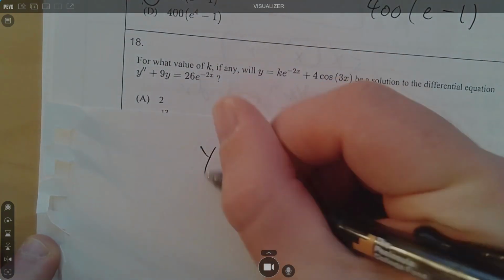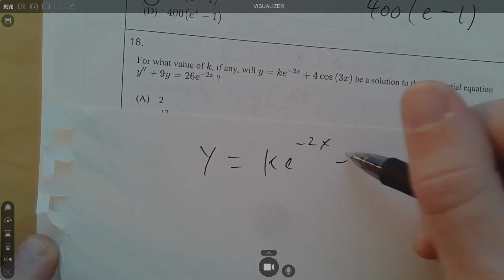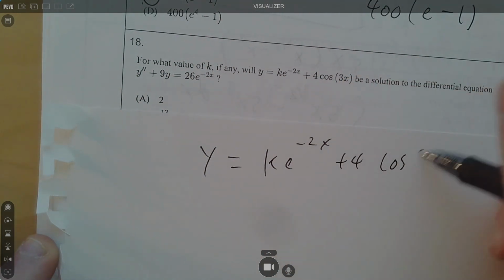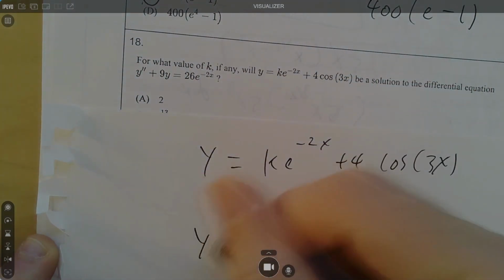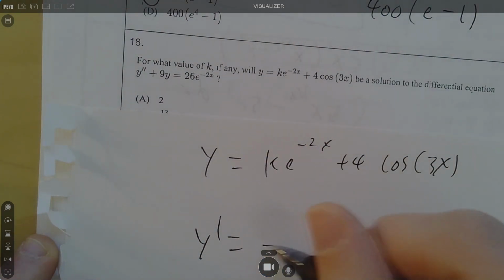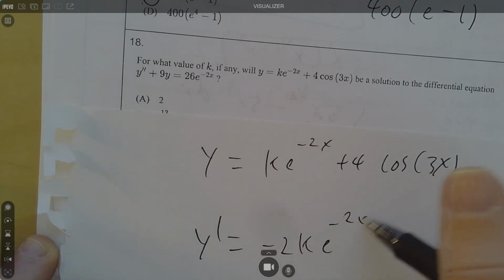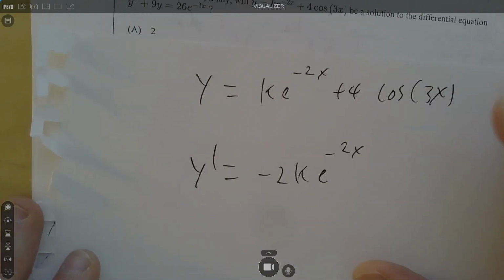So if we write this, y equals k e to the negative 2x plus 4 cosine 3x. Y prime is going to be negative 2k e to the negative 2x. Right, all I did there was just a chain rule going on.